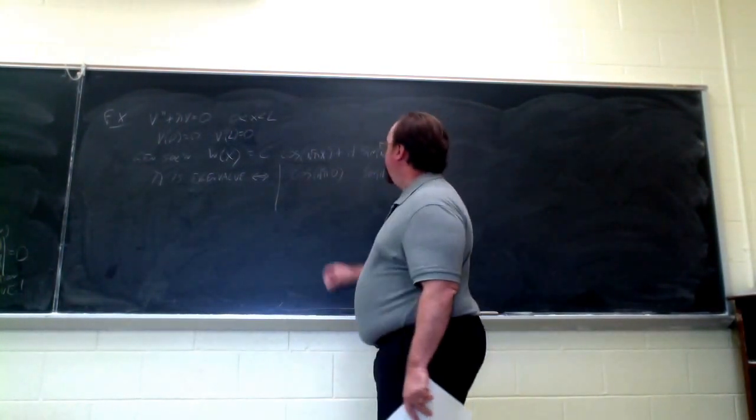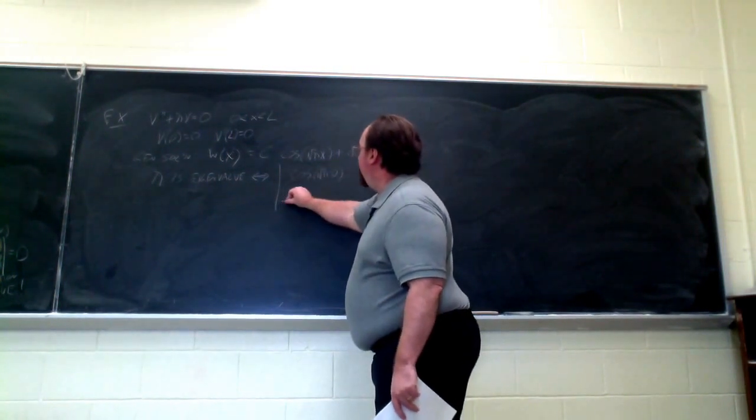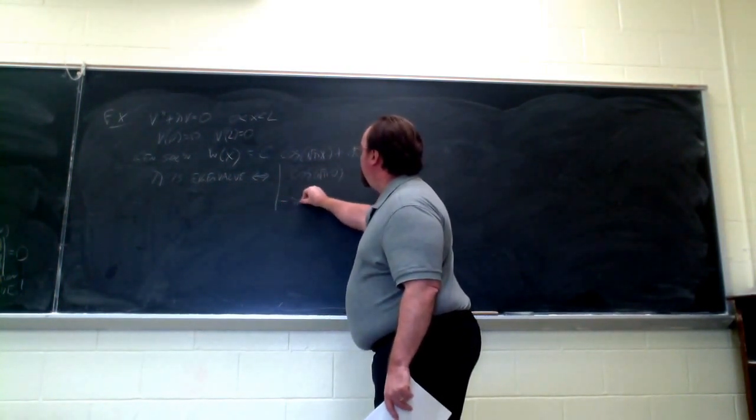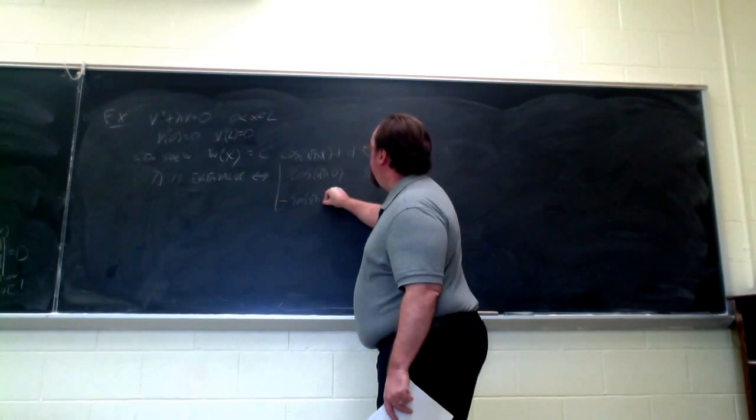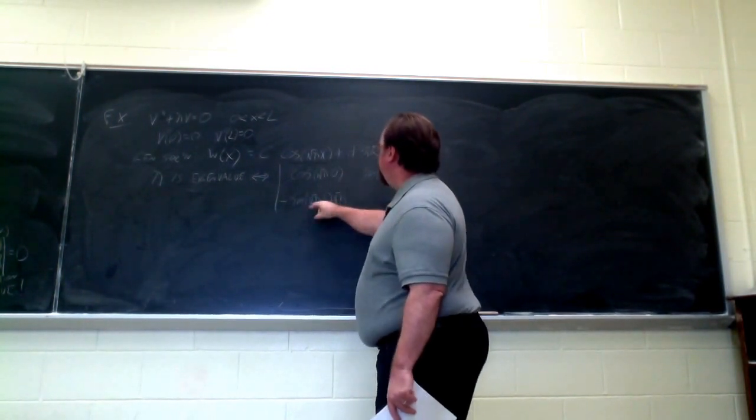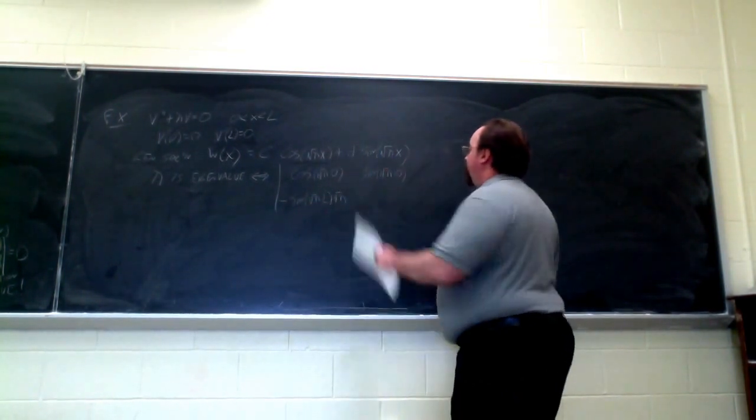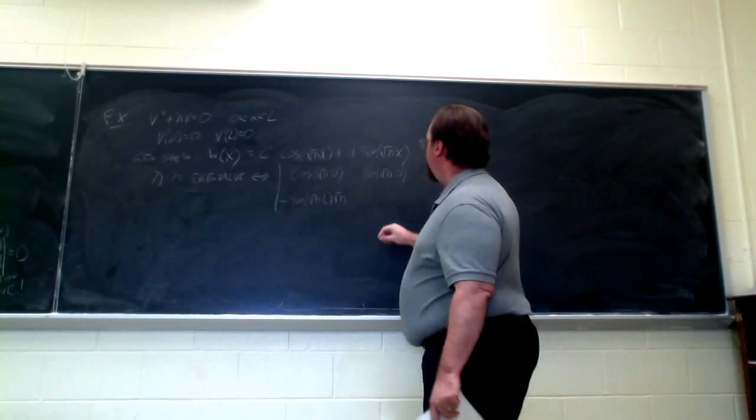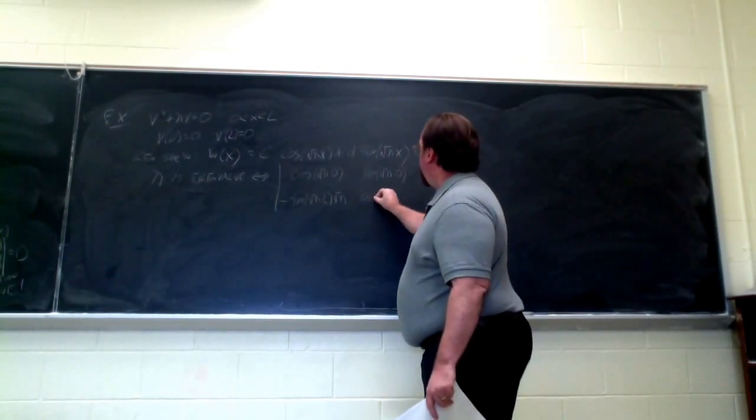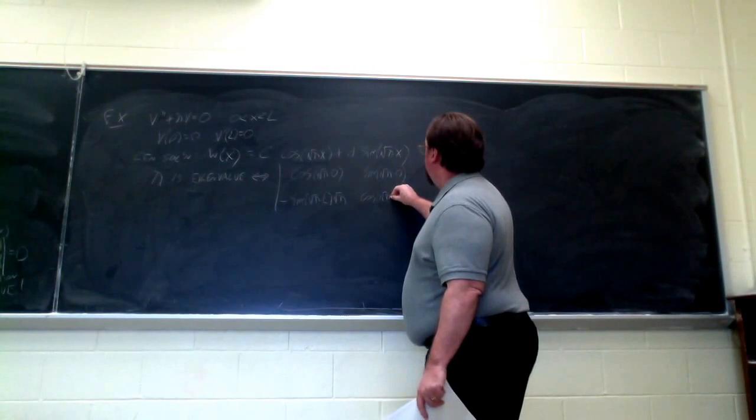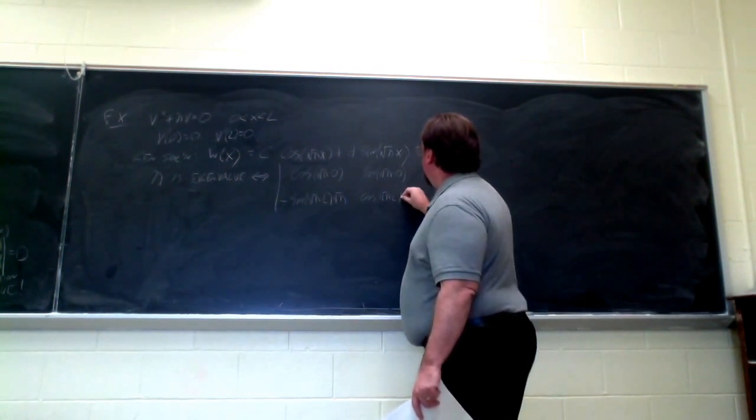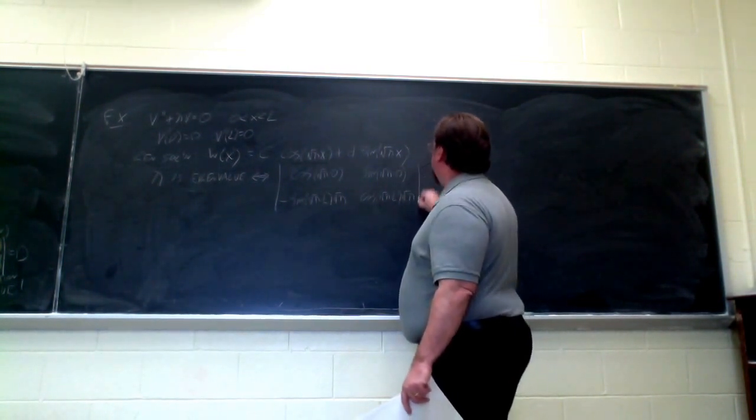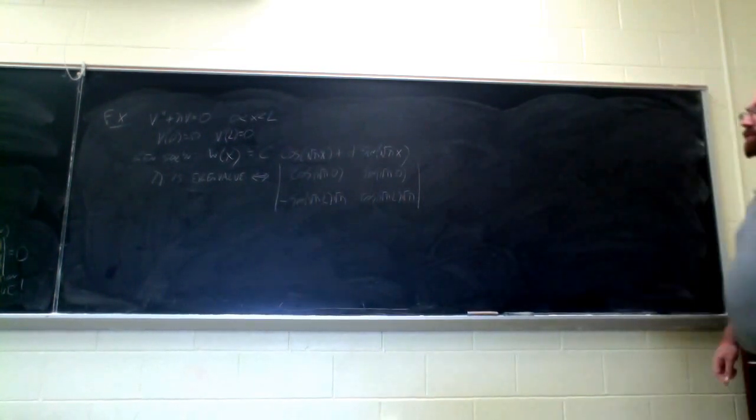So for cosine, we're going to get minus sine of square root of lambda times L, times square root of lambda by the chain rule. And then we plug this into the right boundary condition. So we get cosine of square root of lambda times L, times square root of lambda. Okay, so that's our matrix.